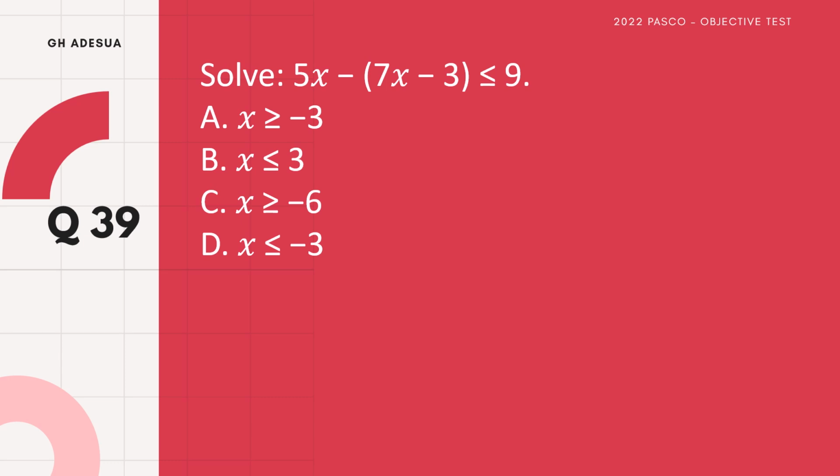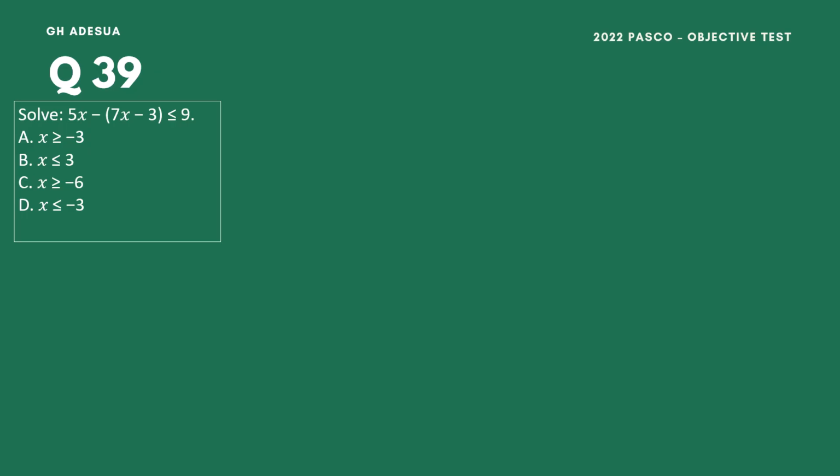So for question 39, it says solve 5x minus, open parenthesis, 7x minus 3, close parenthesis, less or equal to 9. So there's an inequality question.